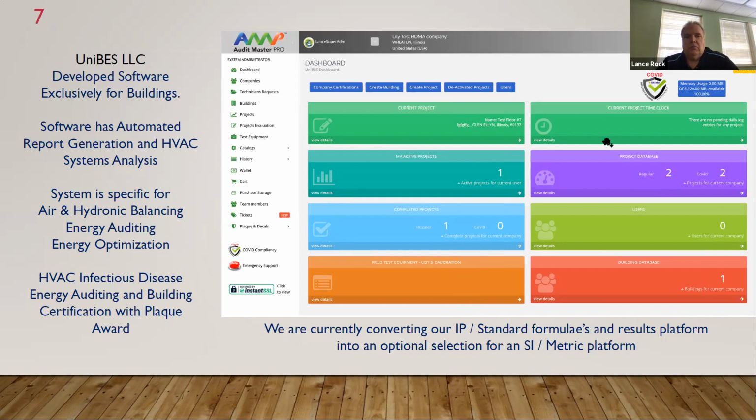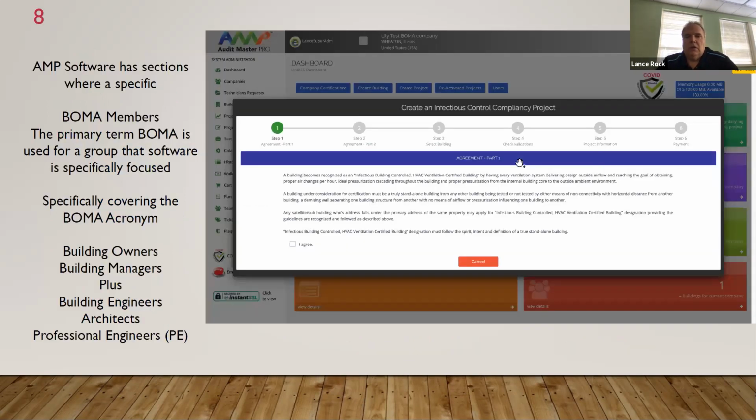Next, please. This is just another example of the software. Now, we also have a BOMA section. We call it BOMA only because we have our in-house software team. We have 4 writers that are continuously writing software literally 7 days a week with overtime.